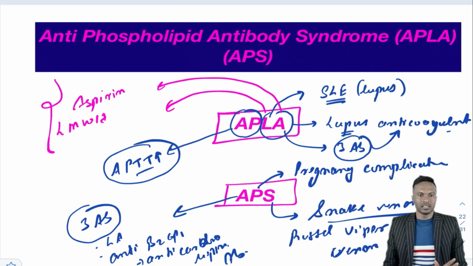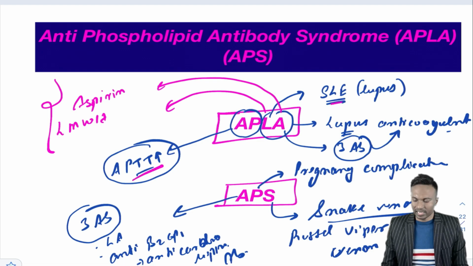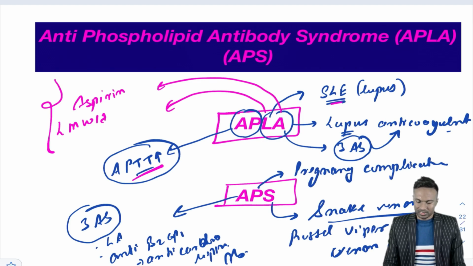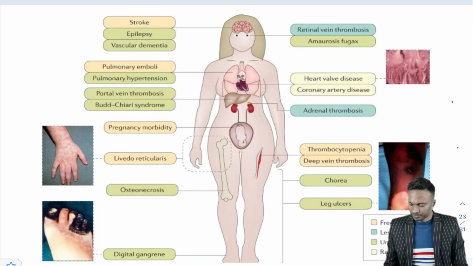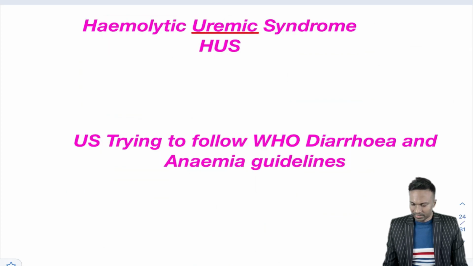And that is included in the name itself, APLA, right? APTT increased, SLE, and then you have lupus anticoagulant, three more antibodies, treatment part, aspirin and low molecular weight heparin. Okay, and then Russell's viper venom assay also increases. Again, these are various manifestations of antiphospholipid syndrome.